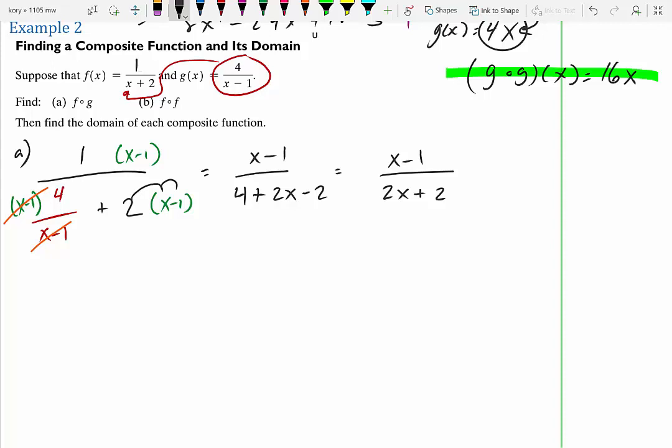Factor? Not take out the negative 1. Yeah, what are we going to factor? Factor out the 2. Yep, we're going to factor out the 2. If it were negative, like negative x minus 1, you would take out that negative. So yes, that is simplest form. So that is f composed with g.